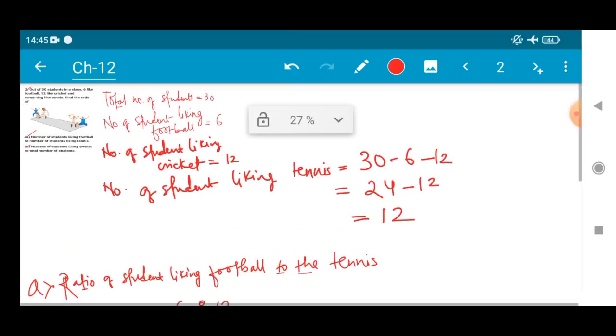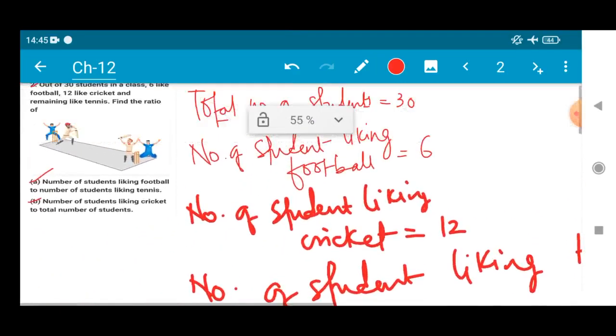Alright children, so I hope you guys understood this. This is the way of finding the ratio. Remember, any number whenever you are finding the ratio should not have any unit, because the ratio indicates no unit.